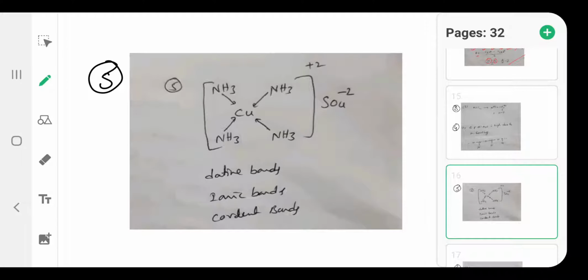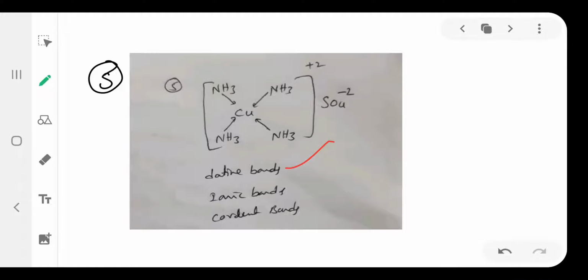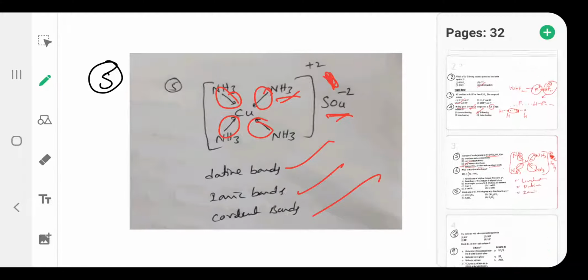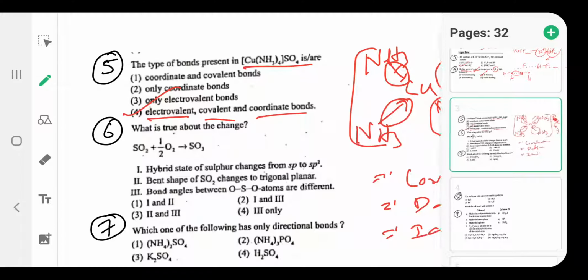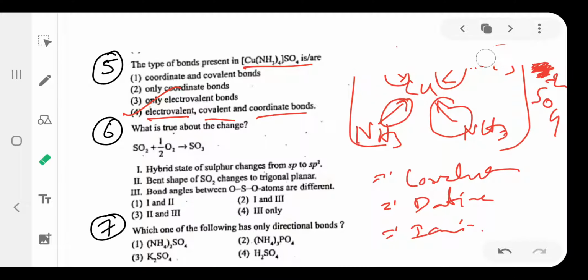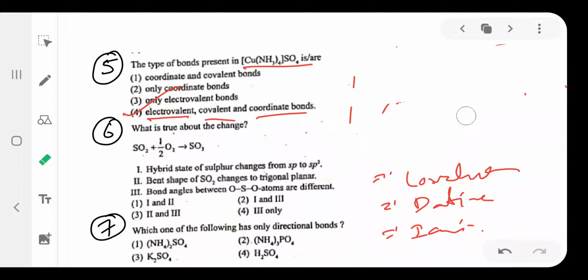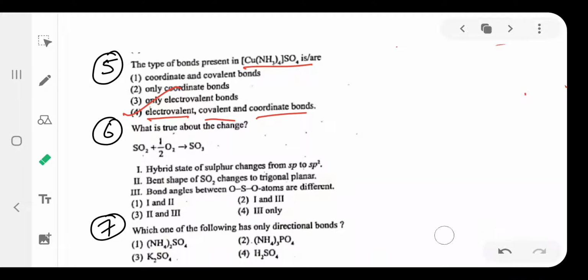Question number 5 is here. So the dative bond is present, the ionic bond is present, and the coordinate covalent bond is present. Between the ions there is an ionic bond. This is the dative bond, in NH3 and SO4 minus 2. So in this compound a covalent bond is also there. So 3 bonds are present. So the option is 4. Okay, that is about the complex.